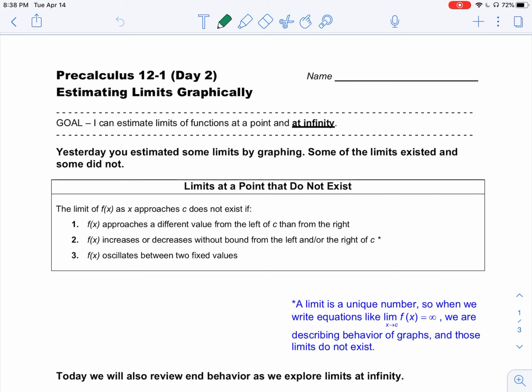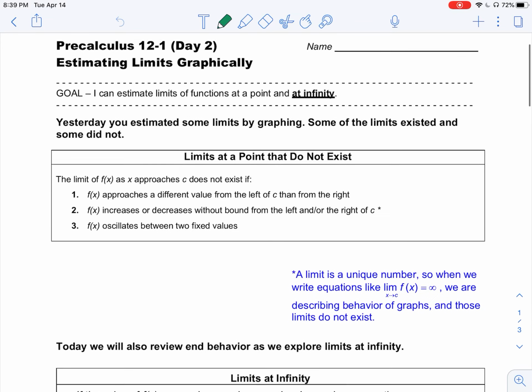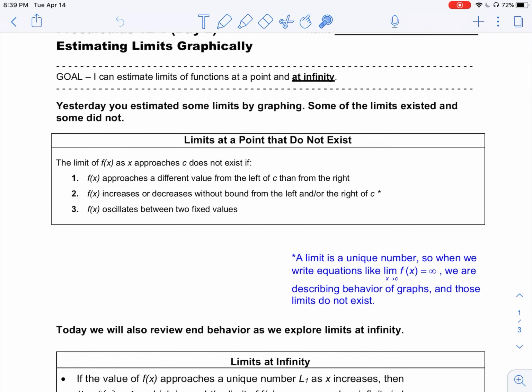Okay. So let's go ahead and get started. So yesterday we looked at estimating limits at a point. We looked at a couple of different features that go with this. And so one of the things we saw is there were a couple of places where the limit did not exist. And I talked about one rule, but we're going to talk really specifically about the rest of these rules and the different ways to know at a specific point when is a limit not going to exist.